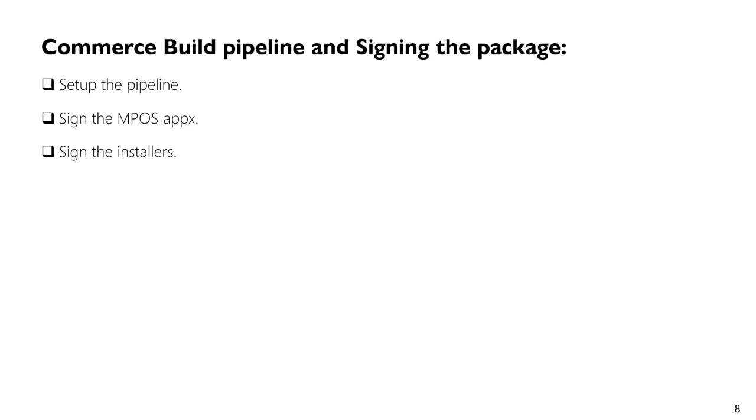Also, I will do a demo on how you can upload the cert to Azure Key Vault as a secure service, and then download it during the build runtime, and use that cert to sign the packages. So we'll cover 3 steps. First, how to set up the pipeline. Second step, how to sign the MPOS APPX file. Basically, when you build MPOS, it generates the APPX file. So I will show you how you can sign that APPX file using the download file task.